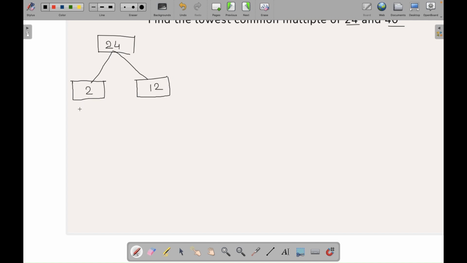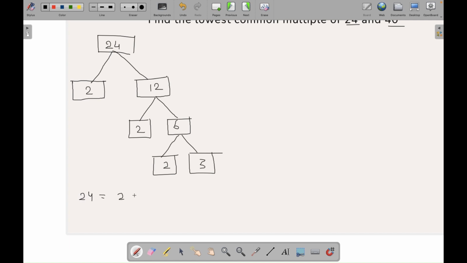2 is a prime number, so we'll stop dividing this further. 12 is not a prime number, so we'll continue. Again, start with the smallest prime number, which is 2. So 2 times 6 is 12. 2 is a prime number, so we stop. 6 is not a prime number, so we continue. So 2 times 3 is 6. Right, so 24 I can write as a product of prime numbers as 2 times 2 times 2 times 3.